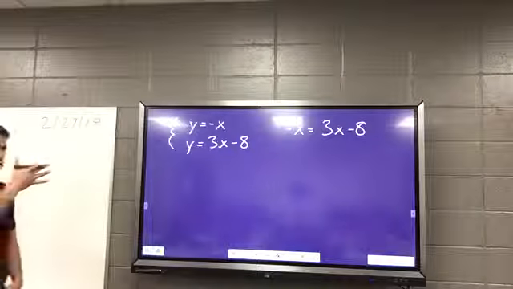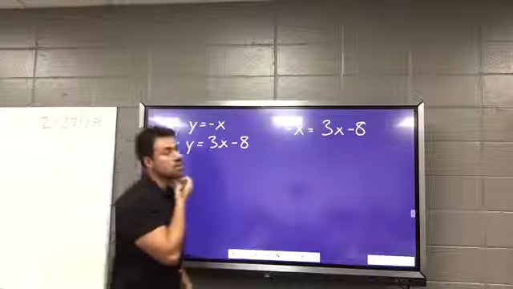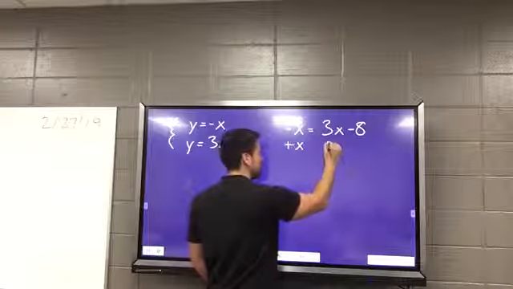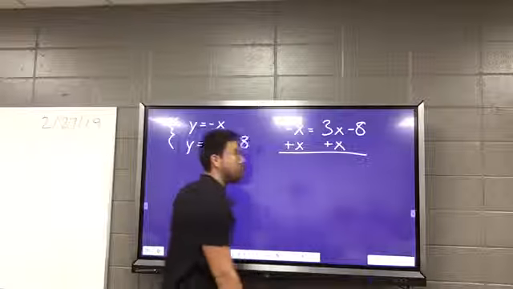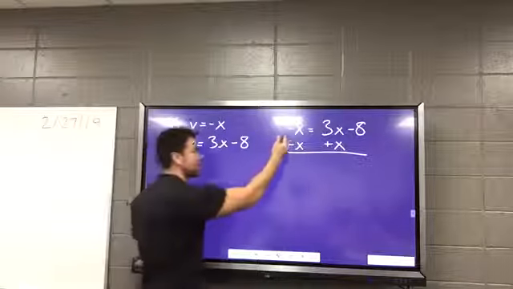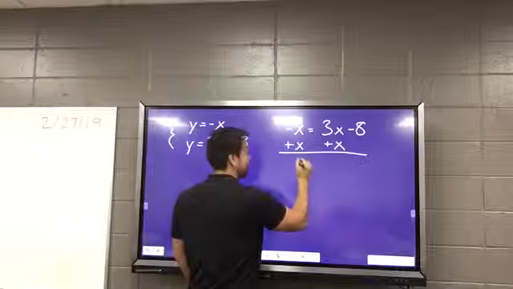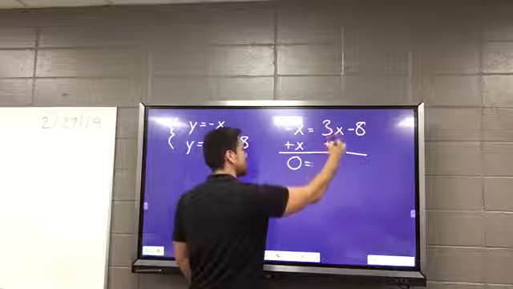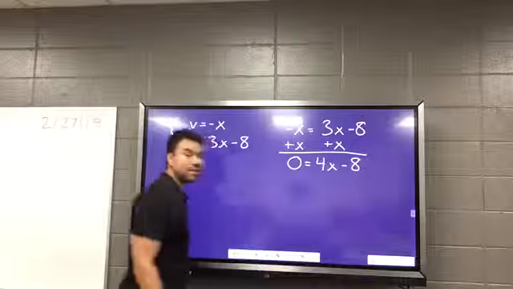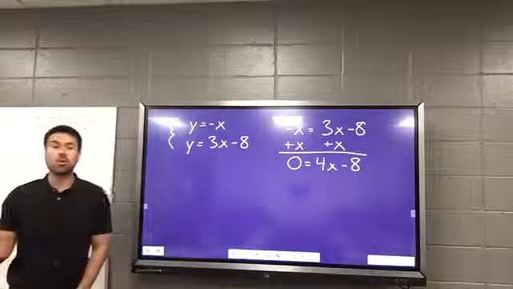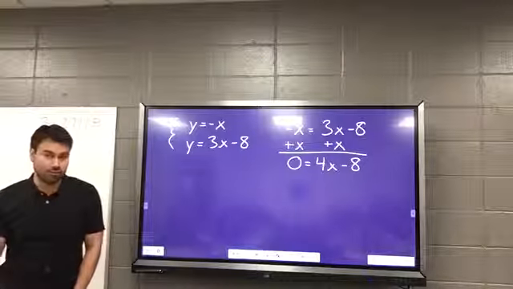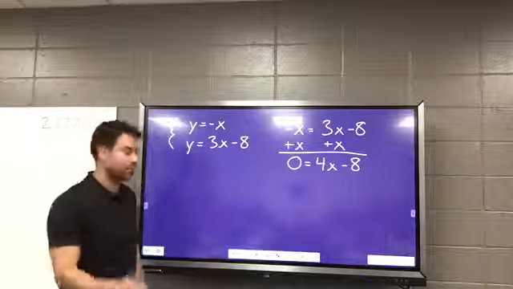Michelle, how did you solve this one? I added x. Okay, you added x. This is one way to do it. By the way, there are a lot of ways. I'm just going to be blunt. A lot of ways. What's negative x plus x? It's 0 equals, what's 3x plus x? 4x minus 8. You're like, that didn't help. Yes, it did. Is x on only one side? Yes, but is x all by itself? No. So how do I get it by itself?